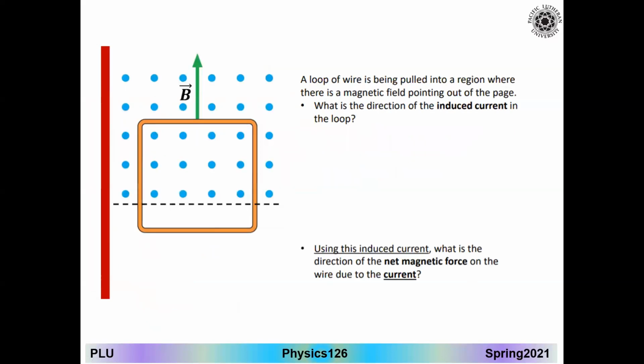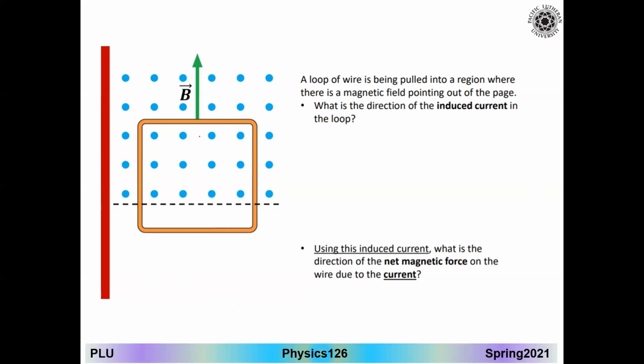The last example here, we have the loop, with wires being pulled up into the region where there is a magnetic field. We take that loop, or the square, and pull it into the region. What is the direction of the induced current?